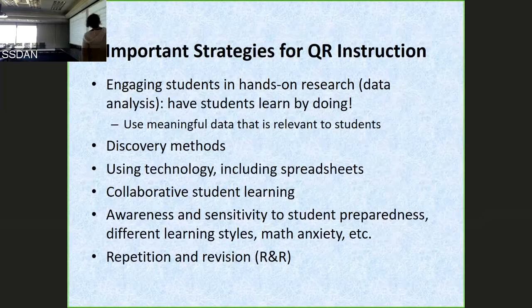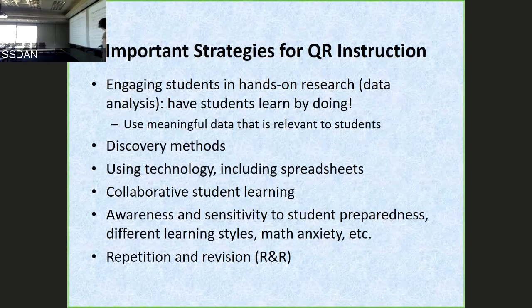We also teach them about using data that's meaningful for students' lives, because that can be important. We teach them some techniques of discovery methods, which I'll show you a tool we use really quickly. Using technology such as spreadsheets, we teach them how to use Google Spreadsheets. The faculty development program is very interactive. The same tools we want them to be using in their classroom, we use in our faculty development. So we practice what we preach, okay?